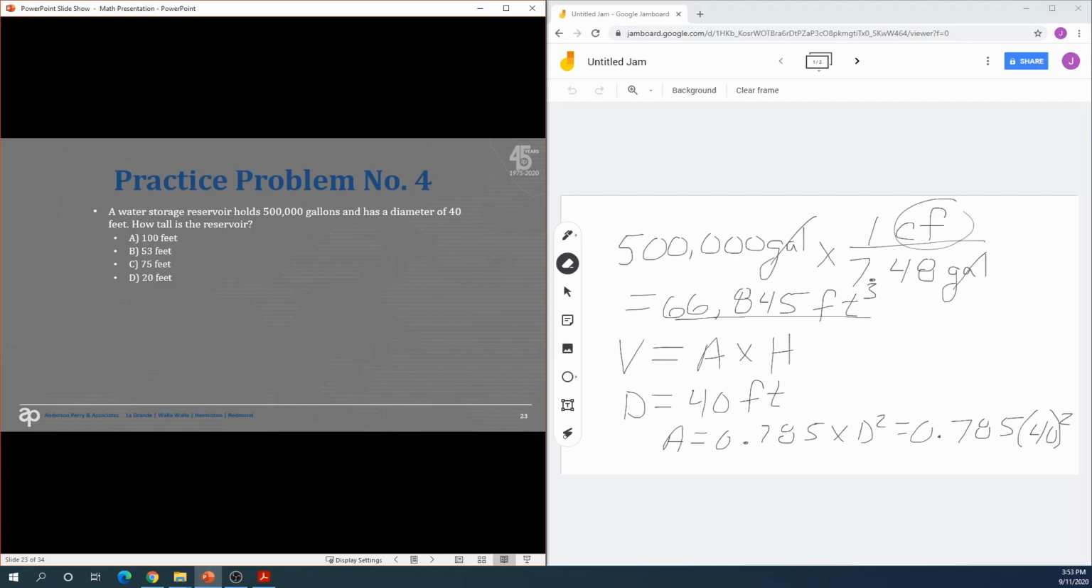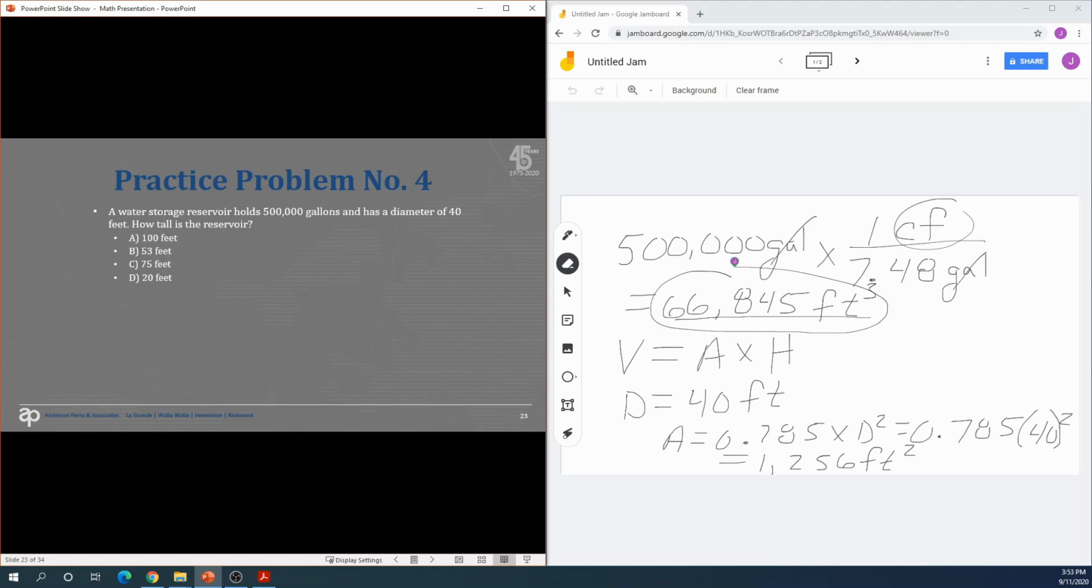So again, the first thing we want to do is our exponents. So 40 squared, multiply that by 0.785. This is going to equal 1,256 feet squared. Again, we're tracking units. Our diameter is in feet. Squaring it, we're going to get an area that's in square feet. So now we know our volume.